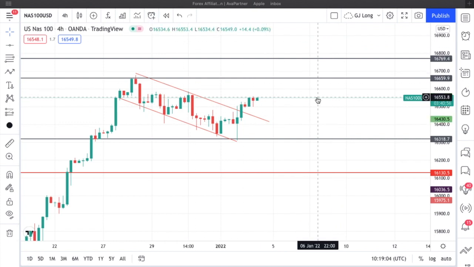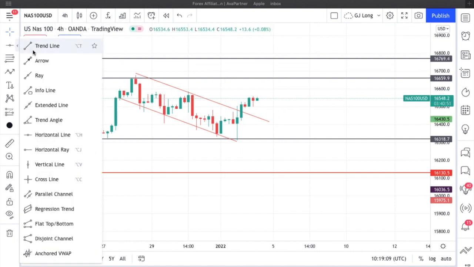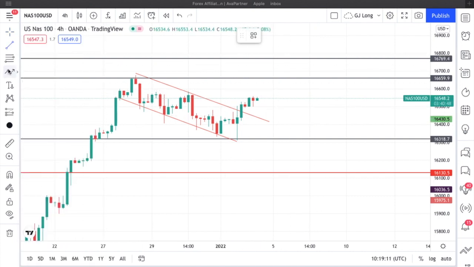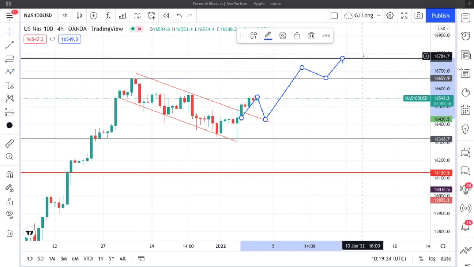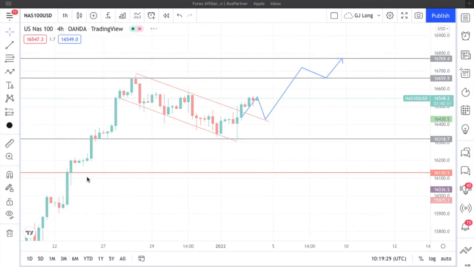Okay, let me adjust. Not that one. Let me adjust the resistance level. Yeah, that one here. So I'm anticipating there will be a push to 16,659.9 and then a continuation all the way up to 16,769. You understand? So after noticing a pullback, I'll be looking to buy to that level of 16,661, and then ultimately the next target is going to be 16,769.